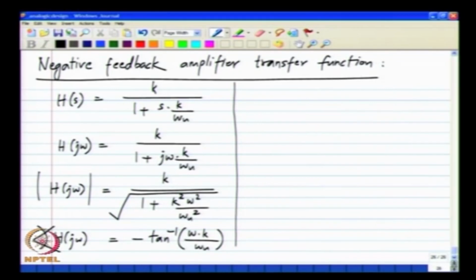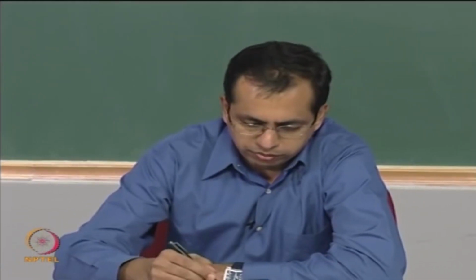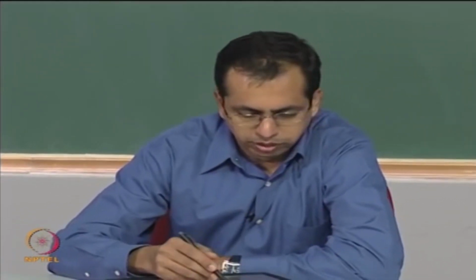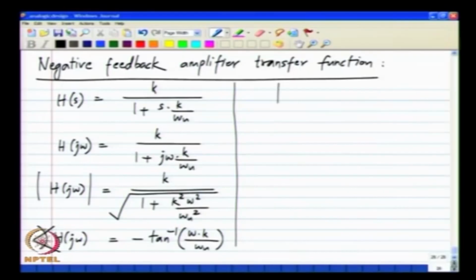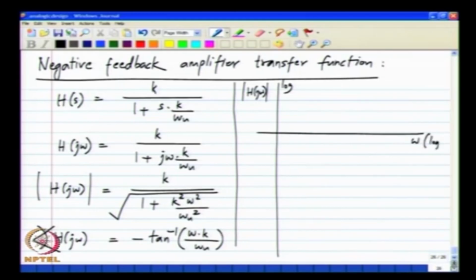And if you are fluent enough with Bode plots, you do not have to evaluate these things explicitly. Simply by looking at the transfer function and remembering the rules for Bode plots, you can draw them. So, first we will plot the magnitude as usual on a log scale versus omega also on a log scale.